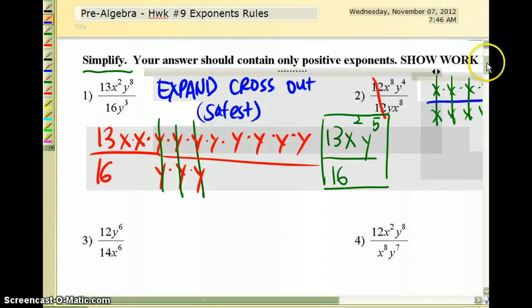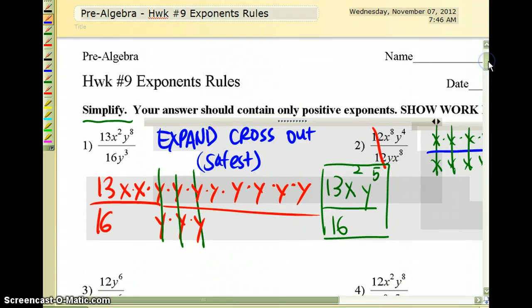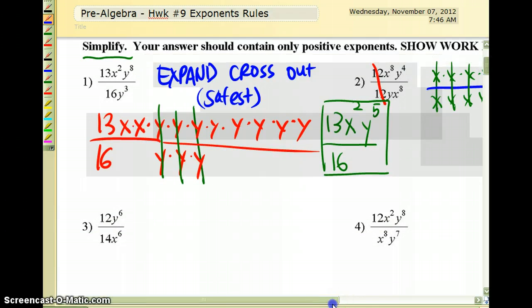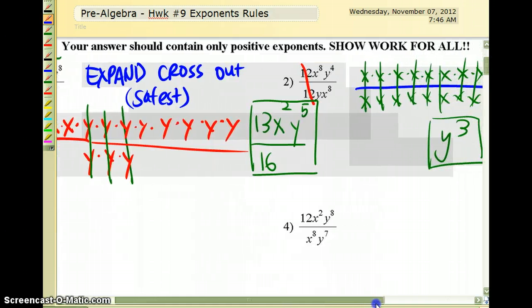Hi, this is Ms. Zhu here, and this is the second part to the video for the worksheet homework number 9 on exponent rules. And the answers we did already, number 1 and 2, so you can see that 1 and 2 is right there.